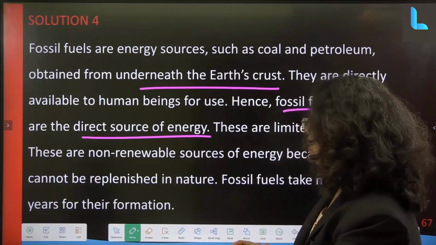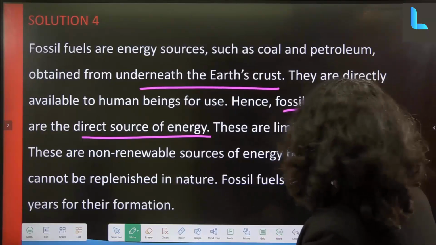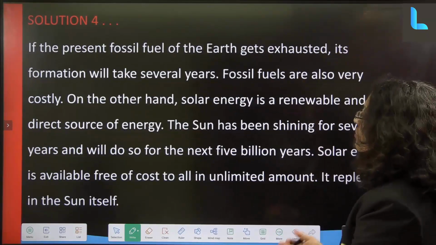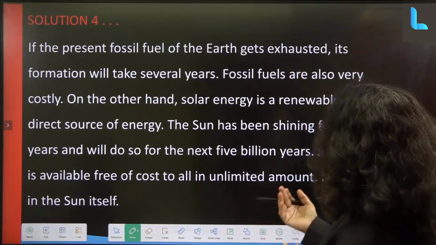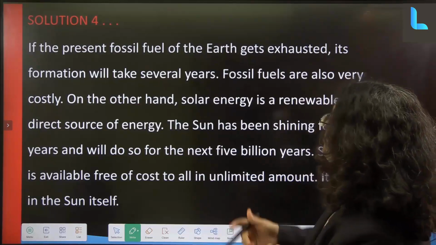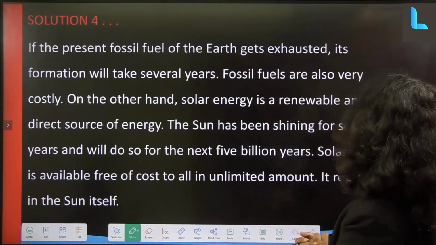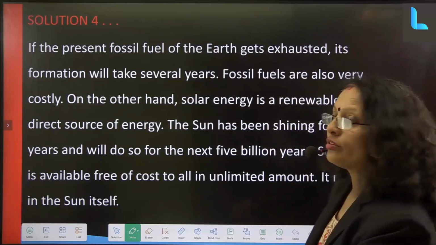Fossil fuels take millions of years for their formation. That is why renewable sources should be sought. At present, fossil fuel gets exhausted, and formation will take several years. Fossil fuel is also very costly.